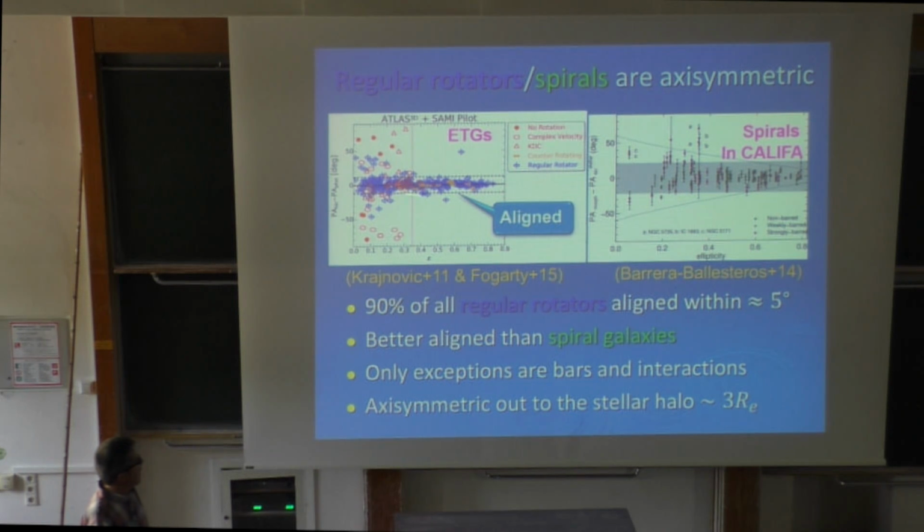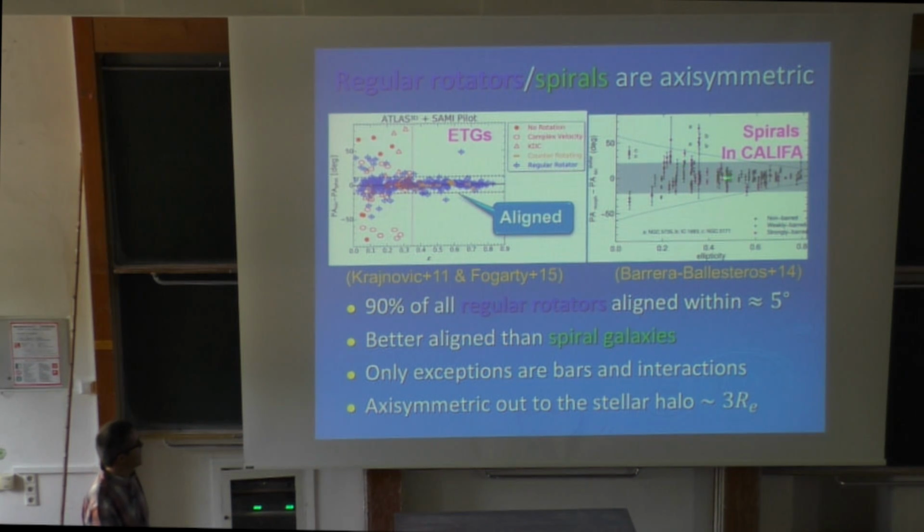And to understand how much axisymmetric the regular rotators are, you can compare with spiral galaxies. This is a paper from the Califa survey, the ATLAS3D, and the pilot SAMI survey. You can see that the scatter in spiral galaxies is actually larger than in elliptical galaxies. The reason being that spiral galaxies are colder disks, bars are more prominent in colder disks, and bars make the photometric major axis more difficult to determine, or let's say ill-determined.